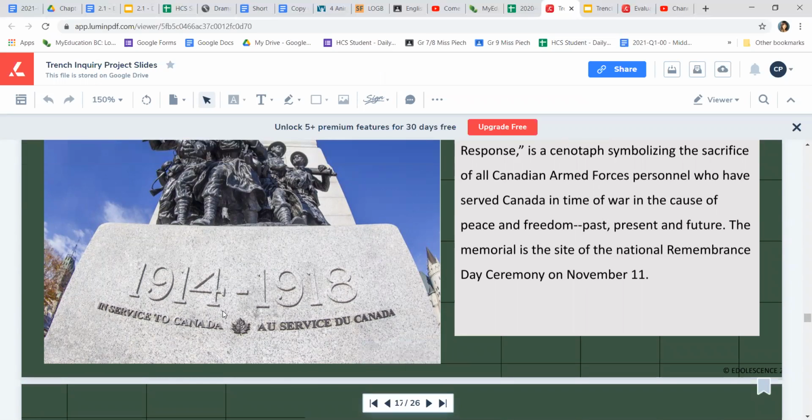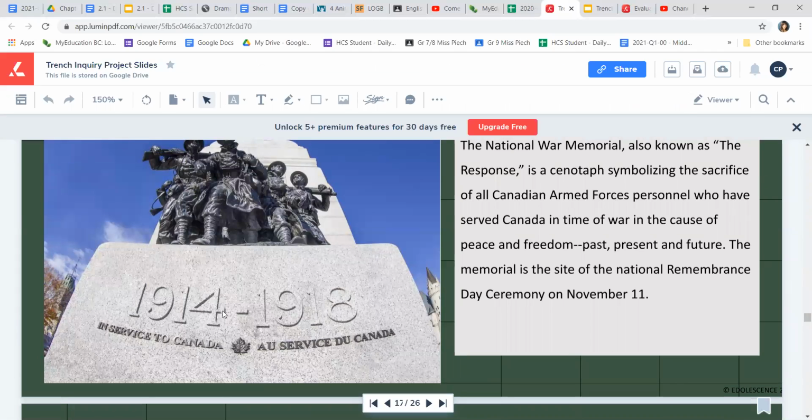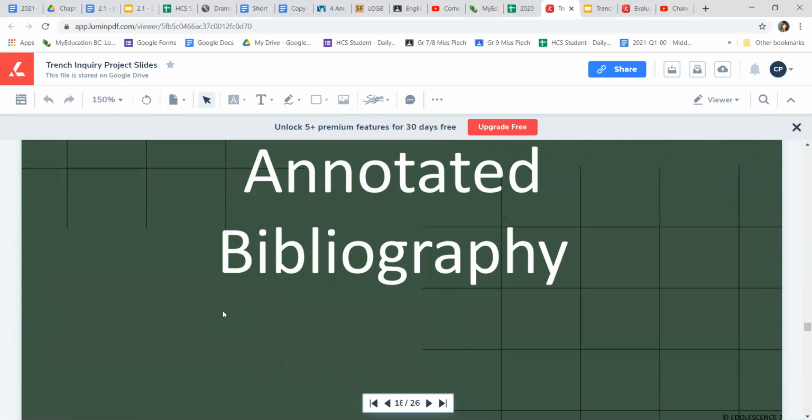Now, since it was created after World War I, I'm hoping that you mentioned that it was a secondary source that was created after the fact. So that is what you're going to be doing. We'll take a look at an annotated bibliography down the line.